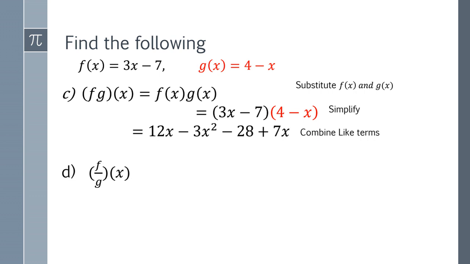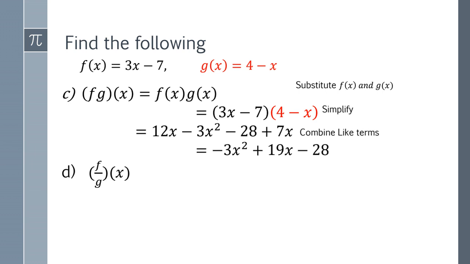And then the negative 7. Negative 7 times 4 is a negative 28. And the negative 7 times a negative x is a positive 7x. So now we can combine our like terms, and we do have two terms that are similar. We have a 12x and a 7x. Not equal, but similar, right? So when I combine those two terms, I get minus 3x to the second power plus 19x minus 28.